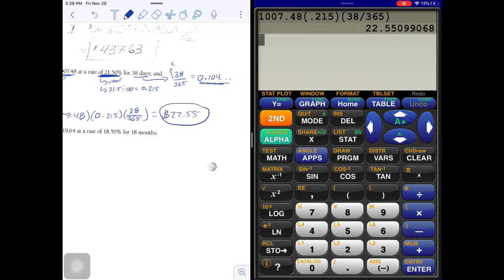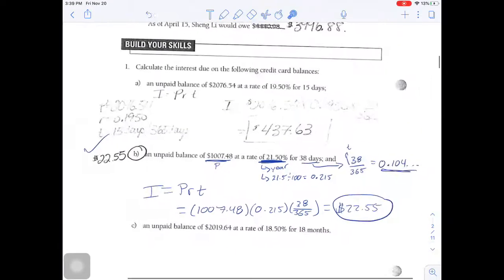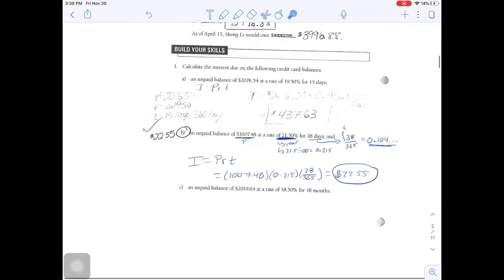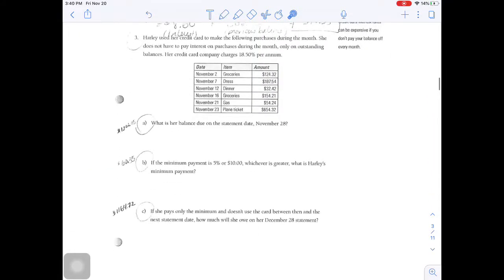$22.55. So we're going to pay an extra $22.55 because we didn't pay for 38 days. That sucks. If it only takes about a month to make this person owe an extra $22 on top of things. Okay? And imagine if you didn't pay it off over an actual year. Then it's actually just 365 divided by 365. So you have to pay that entire 21.5% amount. So that's how banks make their money, if you always wondered that. They definitely don't just give money out.